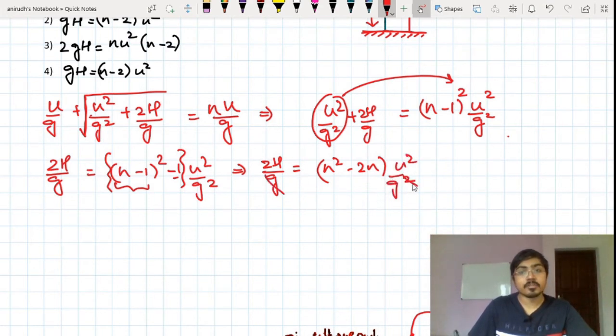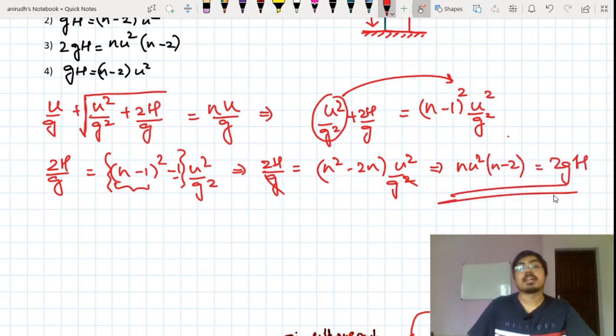One g will get cancelled off. So this implies I can take n outside, isn't it? This is n u square into n minus 2. If I take this to the other side, it is equal to 2gh. Yes, this is my answer. So out of these options here, I get the third option as my correct answer.